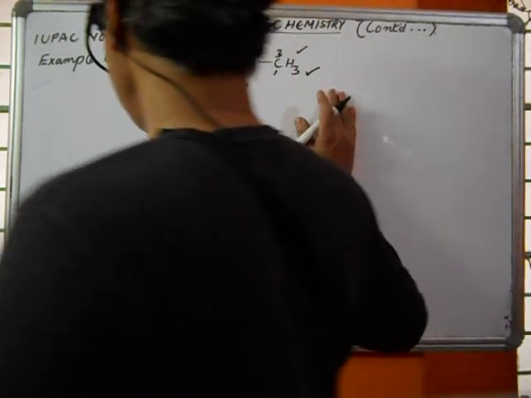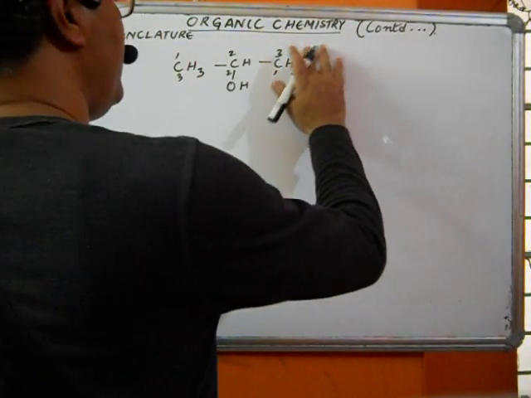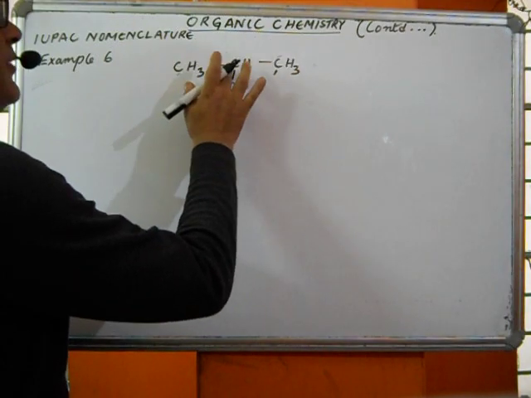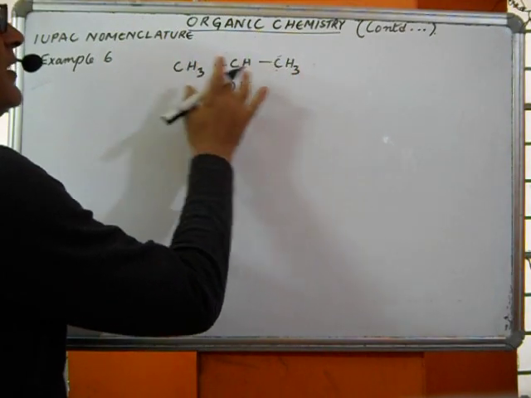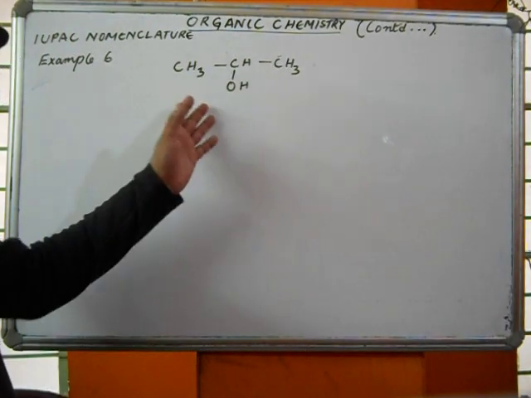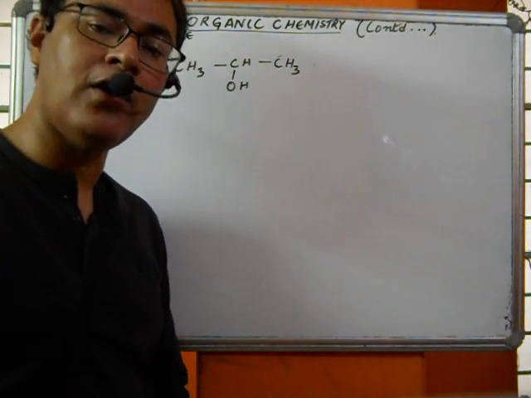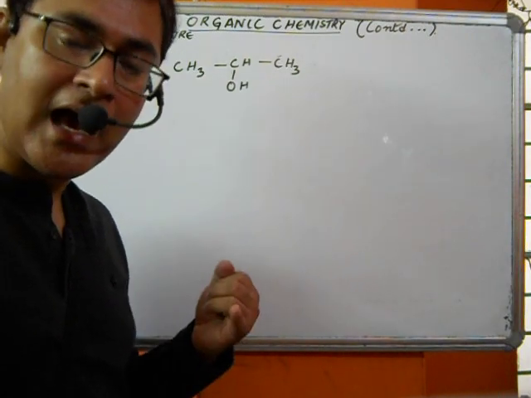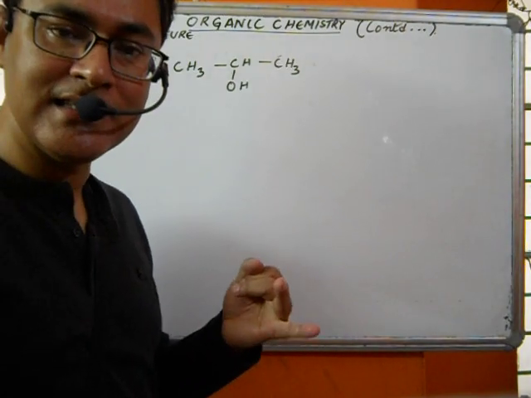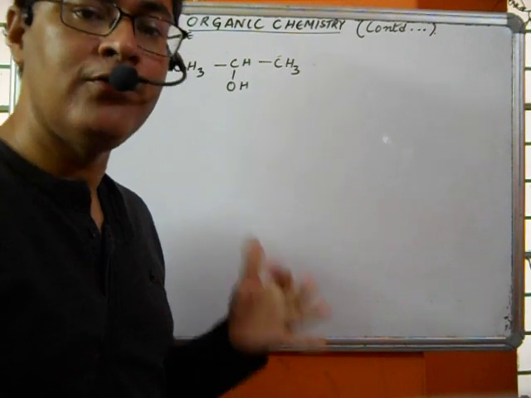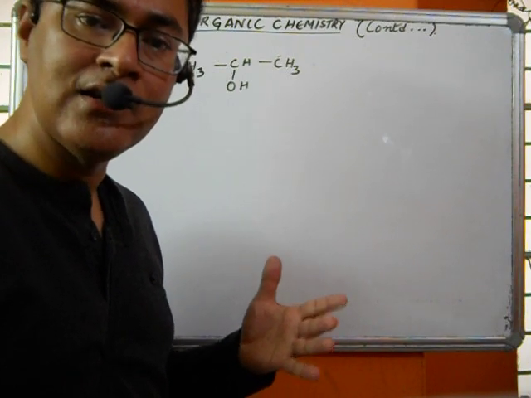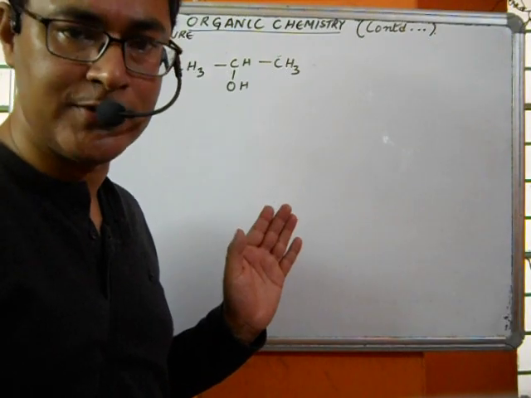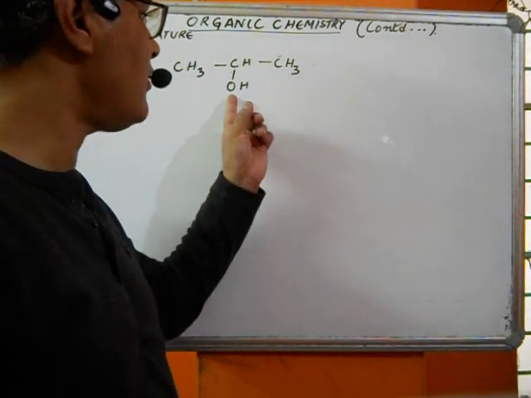With the IUPAC naming of compounds with functional groups, right? So today we'll start off naming with the hydroxy derivative of alkanes. We have studied the naming of alkenes, branched alkenes, and alkynes. So now we will carry on with the derivatives, that means the functional groups, right? So this is a hydroxy derivative.